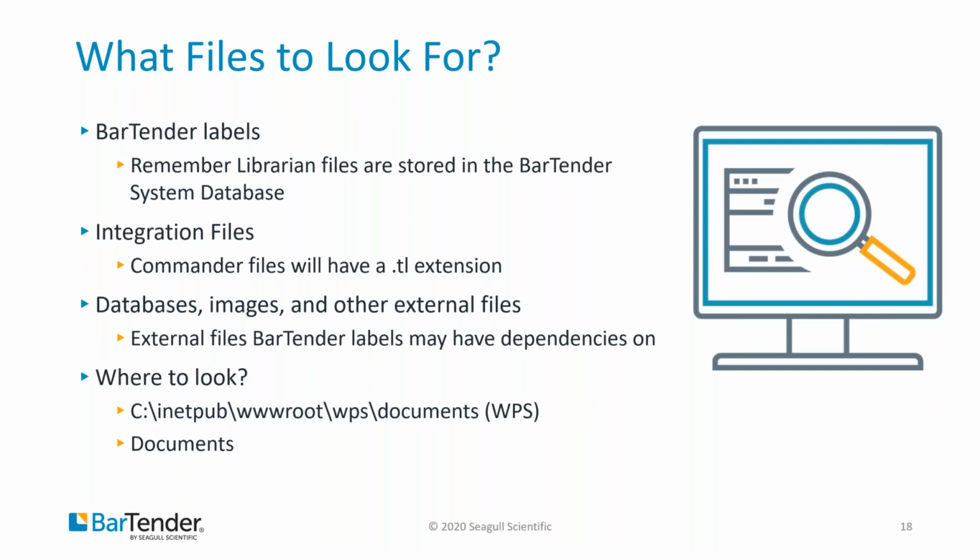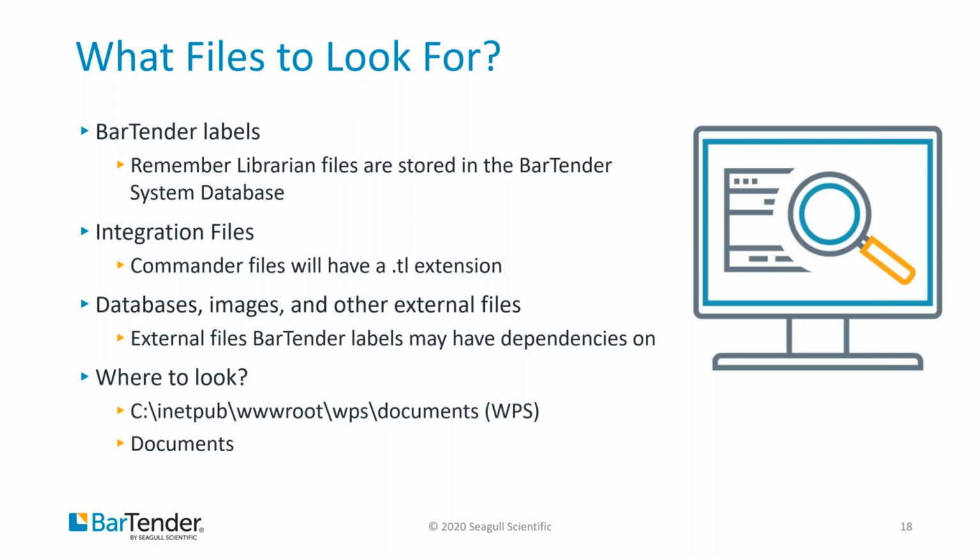So we want to gather the integration files as well. As mentioned, we're printing via Commander. So that Commander file, the task list, is going to include the settings of what folder we're monitoring, the trigger files, the extension of those files, and what data to anticipate in those files as well. We'll want to look for any databases or images that our labels may have as dependencies, things like Excel files, Access databases, etc. While most of these locations are personal preference, as mentioned, each user just kind of stores wherever they feel is best.